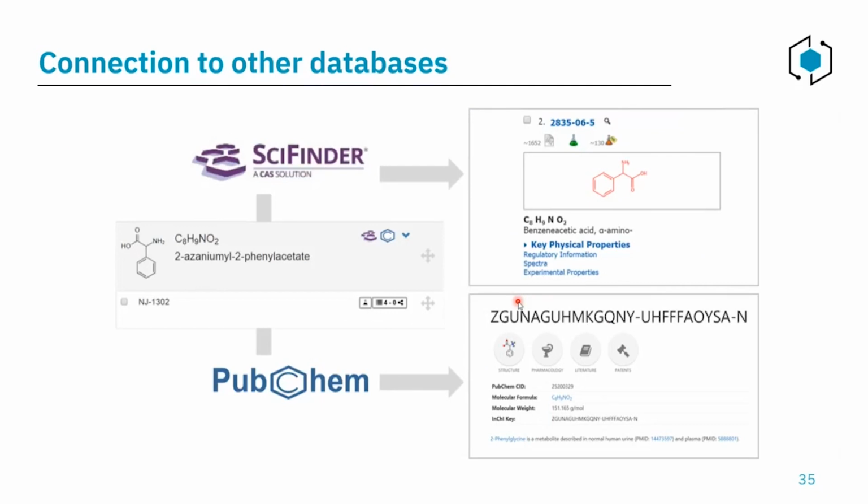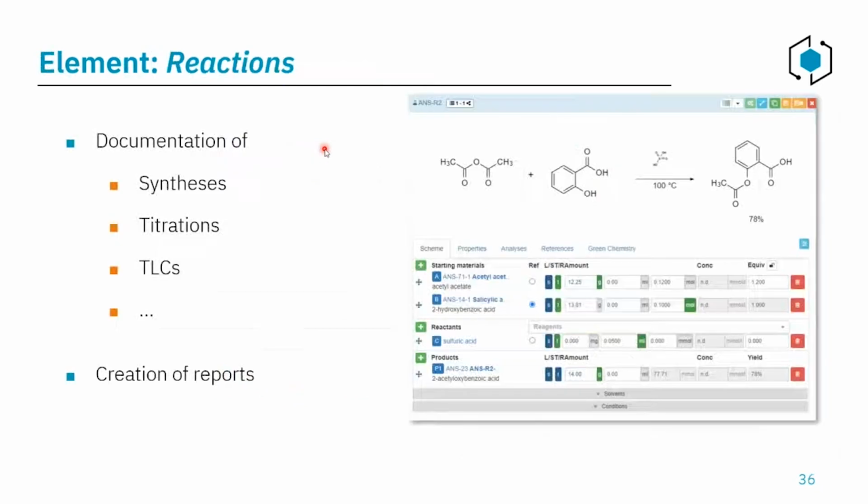Samples can be connected to other databases. By default, PubChem is connected. So if you click on a sample and you see the PubChem sign, you can click on that and you get taken directly to the PubChem page, and you can also integrate SciFinder if that's set up. But that's an additional step that you have to set up.